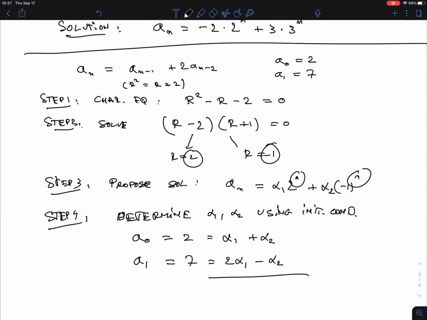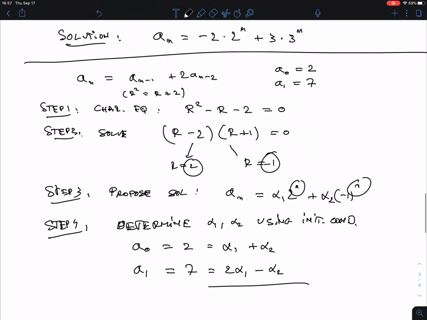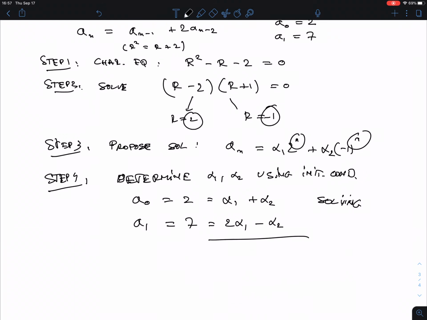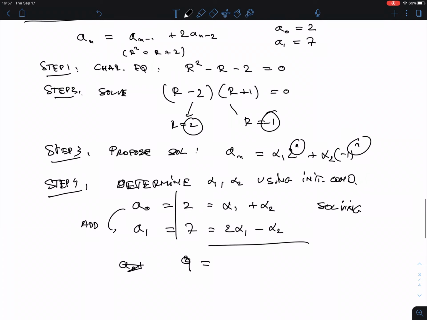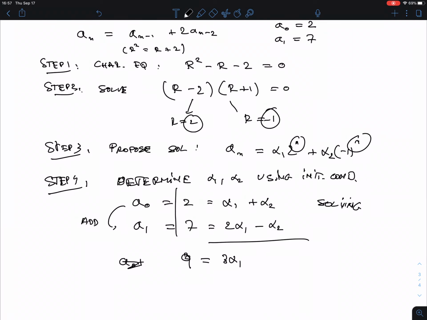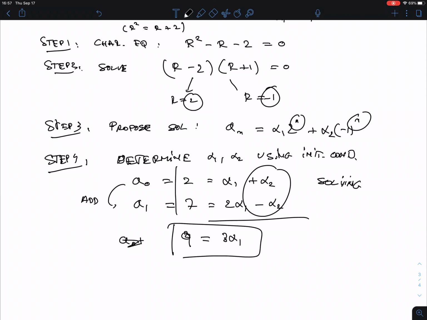Here I could do substitution, but there's also the method of elimination, where I add these two equations. So I'm solving this system of equations. Adding this equation to the other one, 2 plus 7 is 9, which equals 3 alpha 1, because these two cancel out. That's what elimination does: you try to cancel out one of them. So 9 is 3 alpha 1, so alpha 1 is 3.